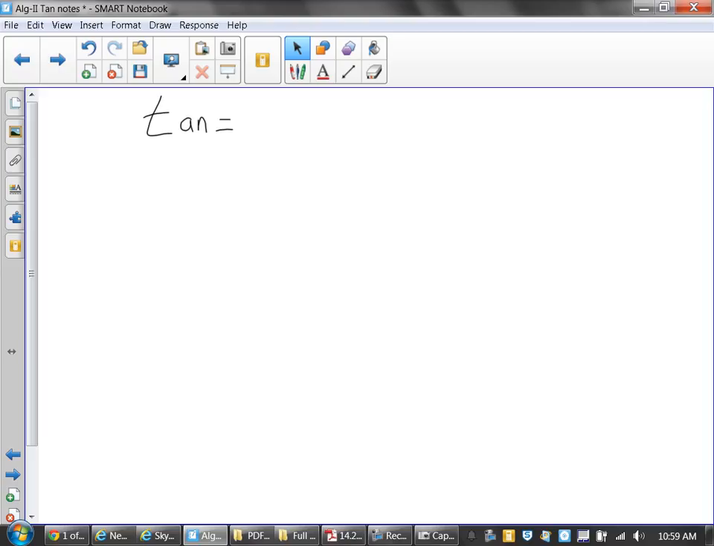Tangent, in terms of x's and y's, tangent is what over what? Opposite over adjacent. Good. Now in terms of the ordered pairs, y over x. Very good. So tangent is y over x. And what I like to do when I start working with tangents, just like we did with sines and cosines, is bring it back to the unit circle.